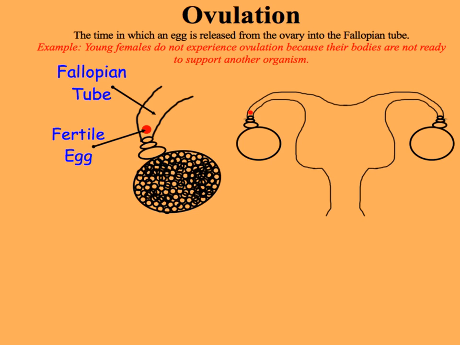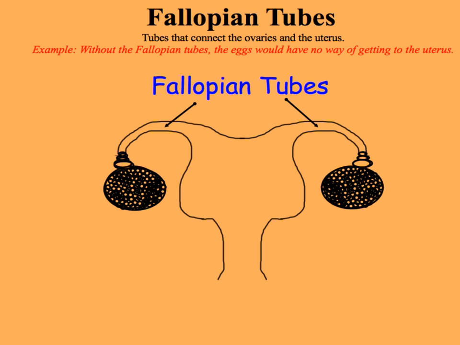Now, ovulation, this is the time in which an egg is released from the ovary and goes into the fallopian tube. Now, inside these fallopian tubes, this is the fallopian tube right here, one on each side. The fallopian tubes have cilia inside of them that are going to create a current that will push that egg down into the uterus. Okay, so these are the fallopian tubes here. More on the fallopian tubes. They are tubes that connect the ovaries, these are the ovaries, to the uterus. This large area here is the uterus. Without these tubes, the eggs would have no way to get there.